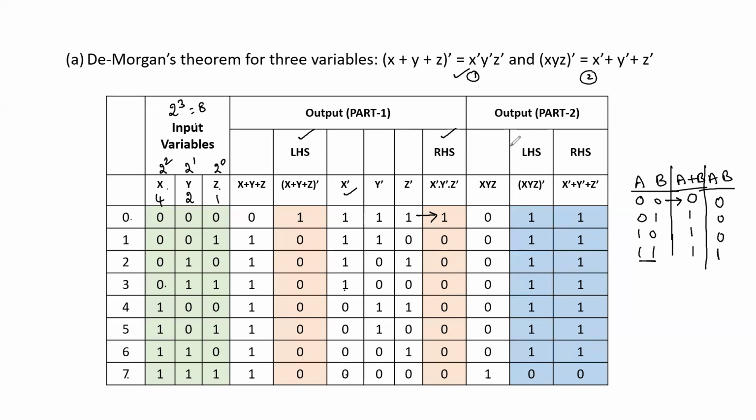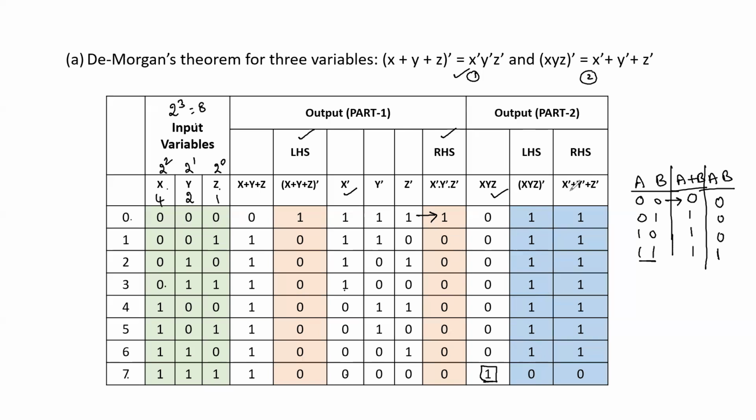Now let us take the second part. In this, first find the xyz. xyz means AND gate operation. When all inputs are 1, then only the output is 1. Therefore, in this case only we have 1. For the remaining values, it will be 0. (xyz)' means the complement of the xyz. Now, all these zeros become 1s, and this 1 becomes 0.